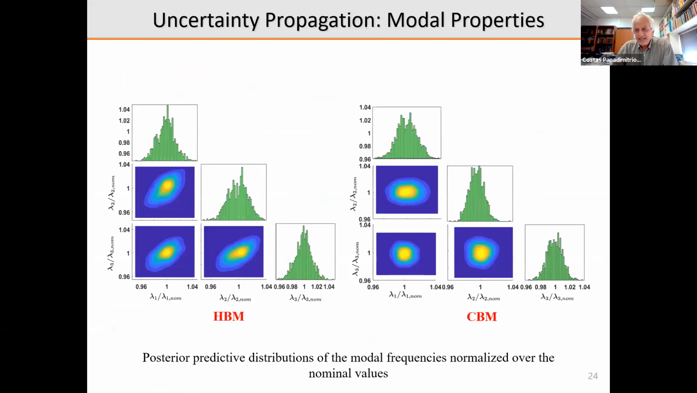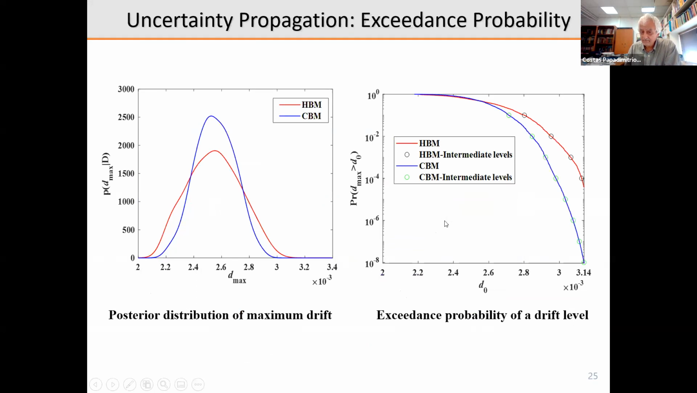Then we took the uncertainties in both parameters, the stiffness parameter values and the prediction error uncertainties, and we propagated them to the modal properties. Here you see the propagation to the modal frequencies, which are normalized over the nominal values. You see that the hierarchical Bayesian framework and the conventional Bayesian framework give different kinds of uncertainties. Here you get strong correlations, here you don't get strong correlations. The uncertainty level is the same.